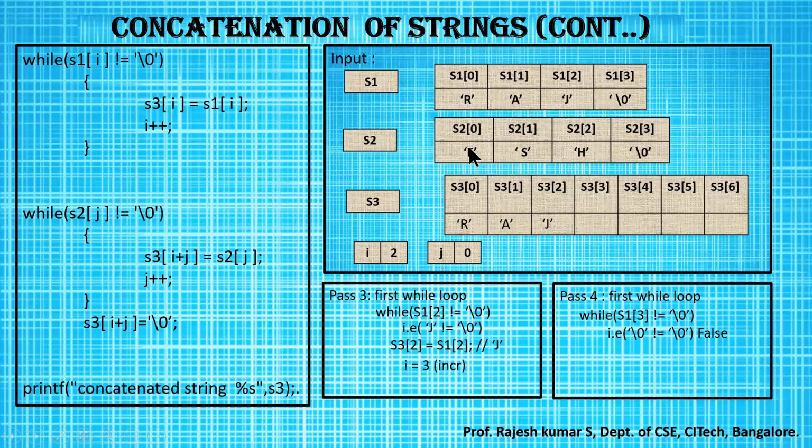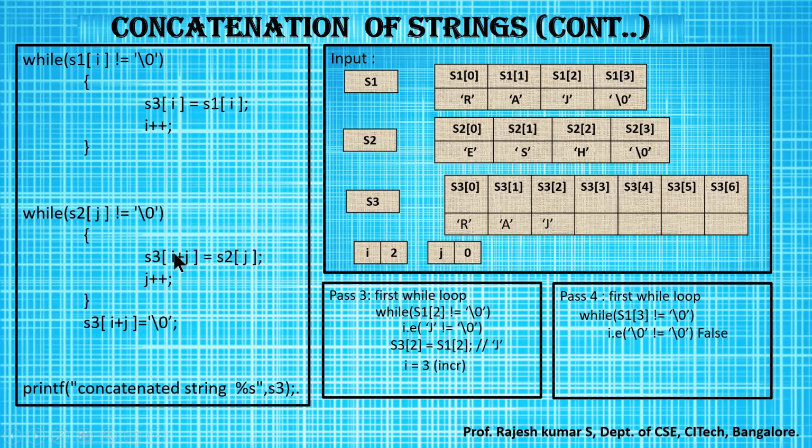So S2 of 0. What is S2 of 0? E. E is not equal to null. Yes, it is not equal to null. When it is not equal to null, what we have to do is this E should be stored at this location. Now, in order to fetch the location 3, you can see the modification I've done is S3 of I plus J is equal to S2 of J. J value is 0. S2 of 0 is what? E. E should be stored at which location?